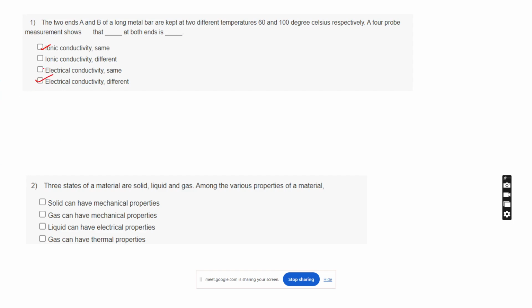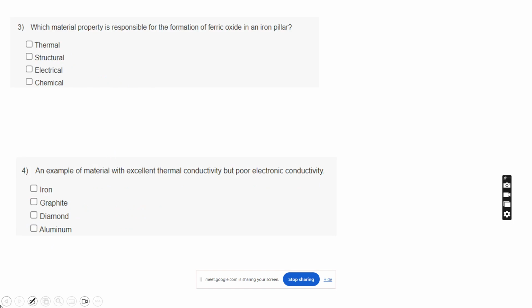Now see the three states of a material: solid, liquid and gas. Among them, various properties of material are, like, solids can have mechanical properties, the liquid can have electronic properties, electrical properties, and the gas can have thermal properties. Now, which material property is responsible for the formation of ferric oxide in the iron pillar? The property will be chemical property. Then an example of a material with excellent thermal conductivity but poor electrical conductivity, what will be the answer? Diamond, that we discussed last week also.